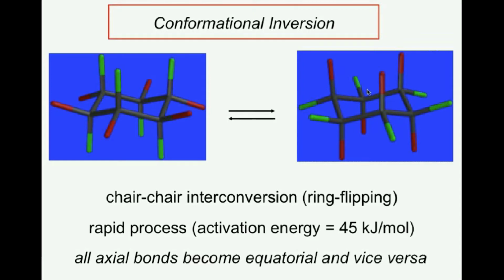This did not involve breaking any bonds whatsoever, right? So it is not the case that we pulled off the greens and pulled off the reds and switched places. Through simple sigma bond rotations in the cyclohexane ring, we created a new conformer from an old conformer.